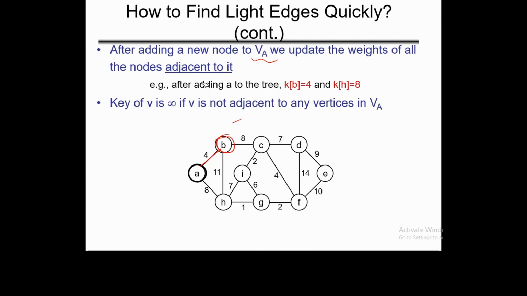Now how will we do this? The key of V is infinity if V is not adjacent to any vertex in VA. So initially, we assign all the vertices except the root node a key of infinity.